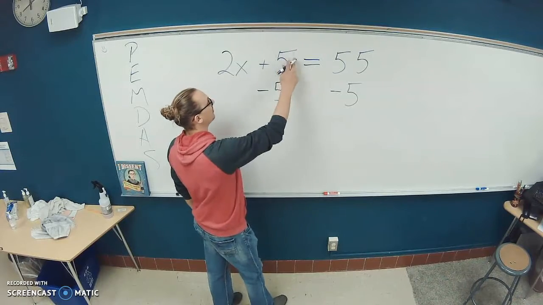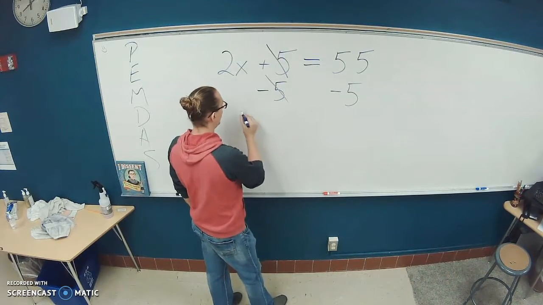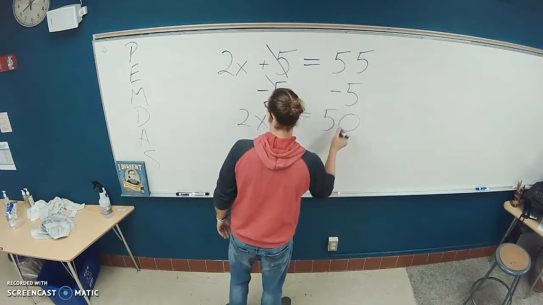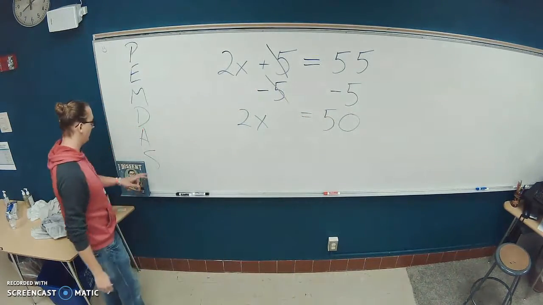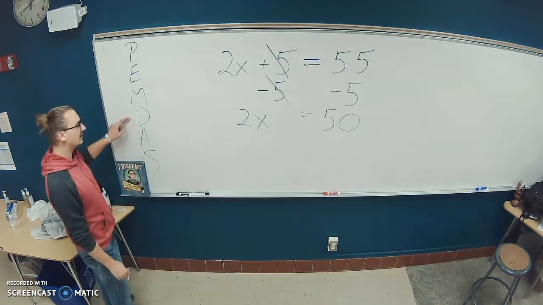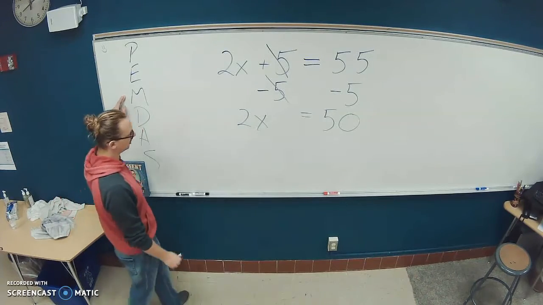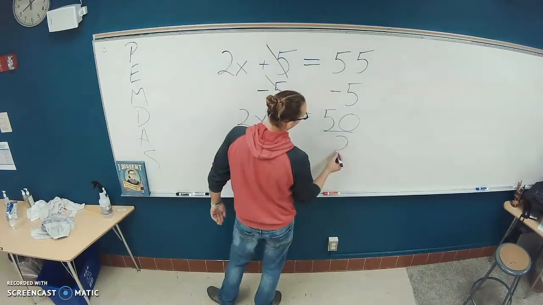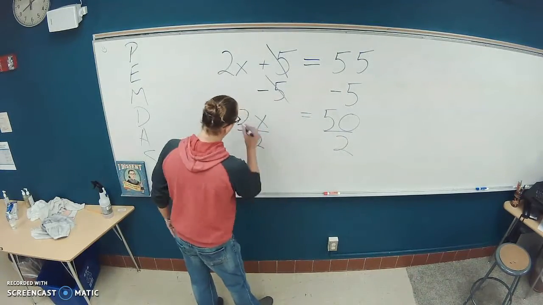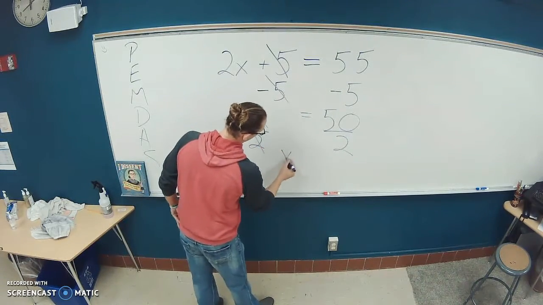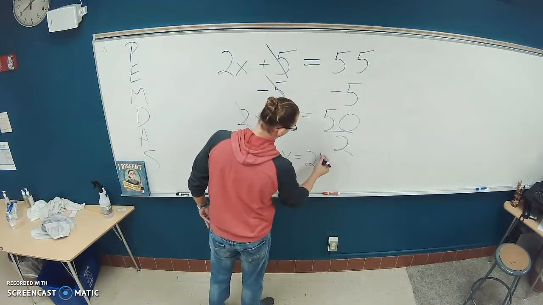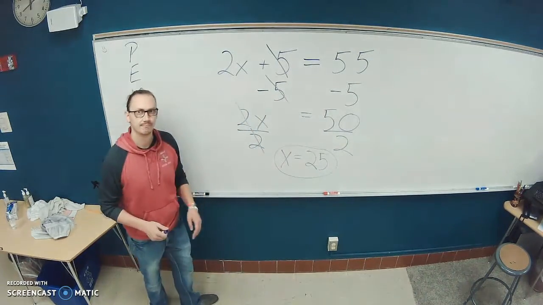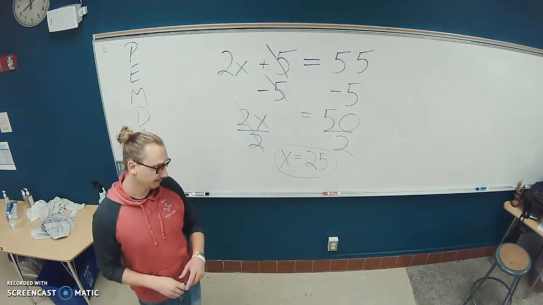So I'll have plus 5 minus 5. Those two will cancel. I'll have 2x on this side. That's 50. Okay? Then let's work our way back up. Subtraction, addition, did that. I don't have any division. I do have some multiplication. So let's get rid of that. 2 times x is 50. The opposite of multiplication is division. The 2's will cancel. And x will equal 25.